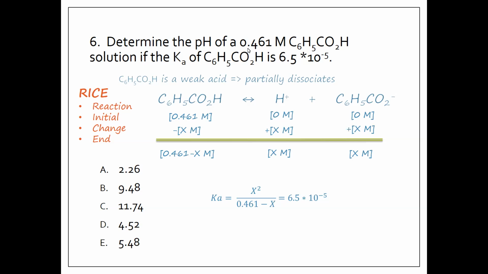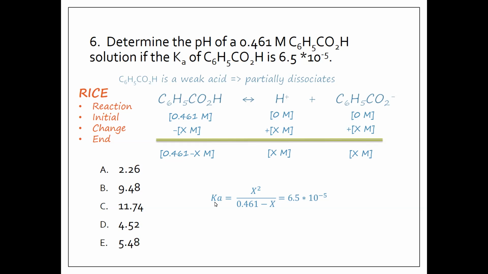And so initially they tell us we have 0.461. And because this is a weak acid, we know it only partially dissociates, but we don't know by how much. So that's why we're saying we're going to lose some amount X. So minus X here, and it's a 1-to-1 mole ratio, so plus 1X here. And it's a 1-to-1 mole ratio, so it's plus X here. And the ending amount, so we're going to add these two together, so 0.461 minus X, and then X for the H plus, and X for our conjugate base.